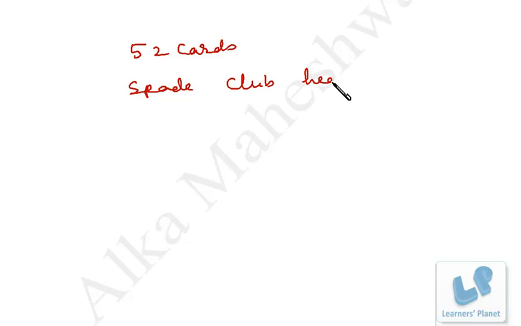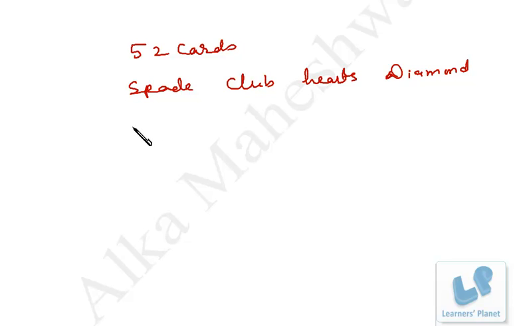Now what's in all in a deck? 52 cards are there, right? And there are four types of suits, that is spade, club, hearts and diamond, right? 13 of each type, right?